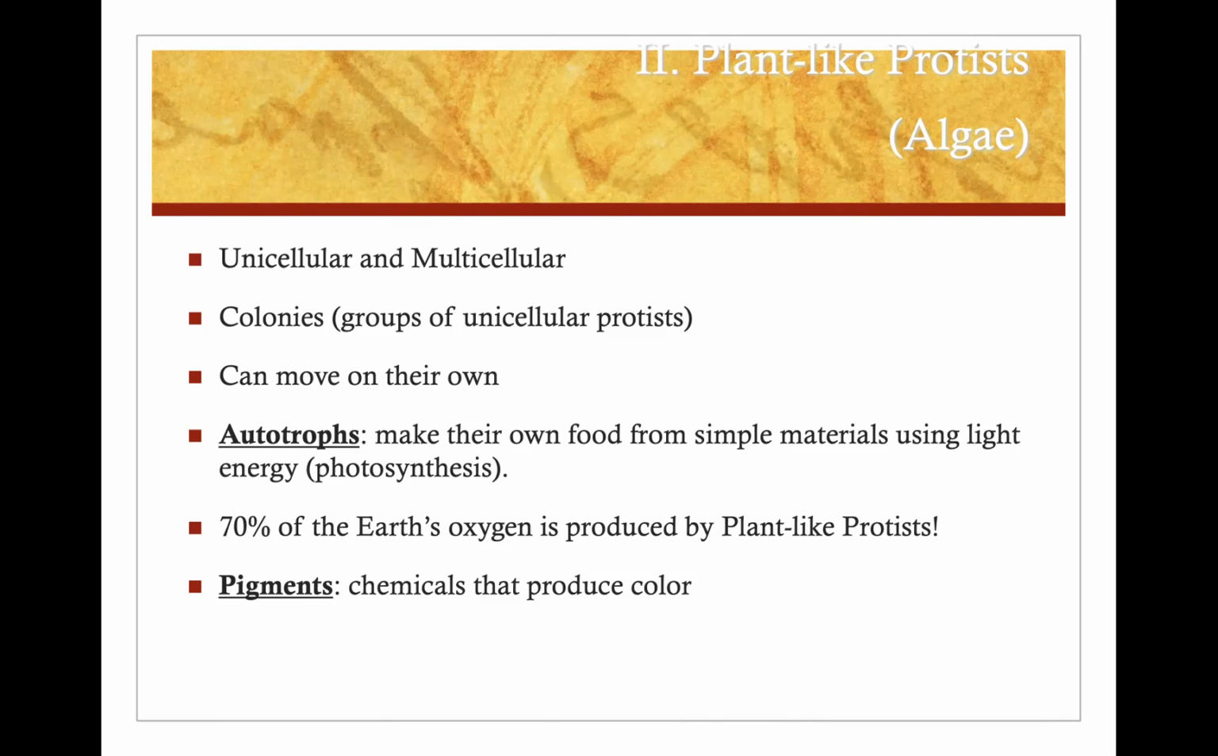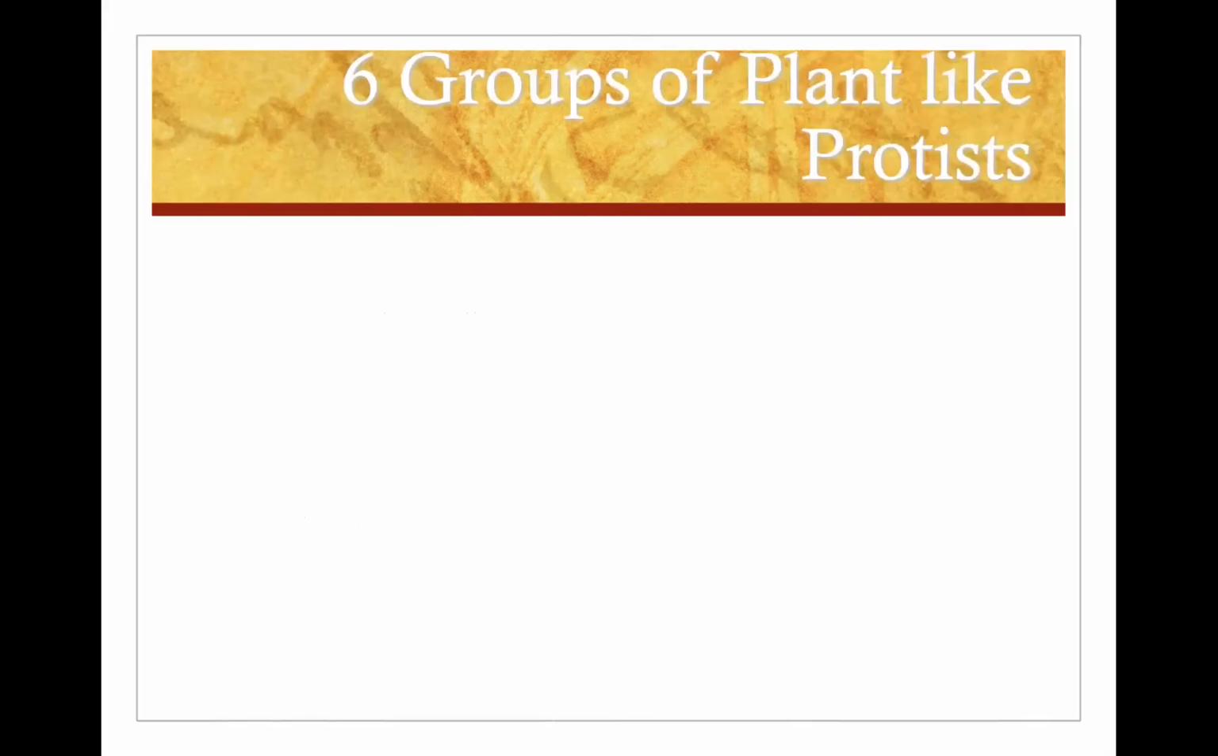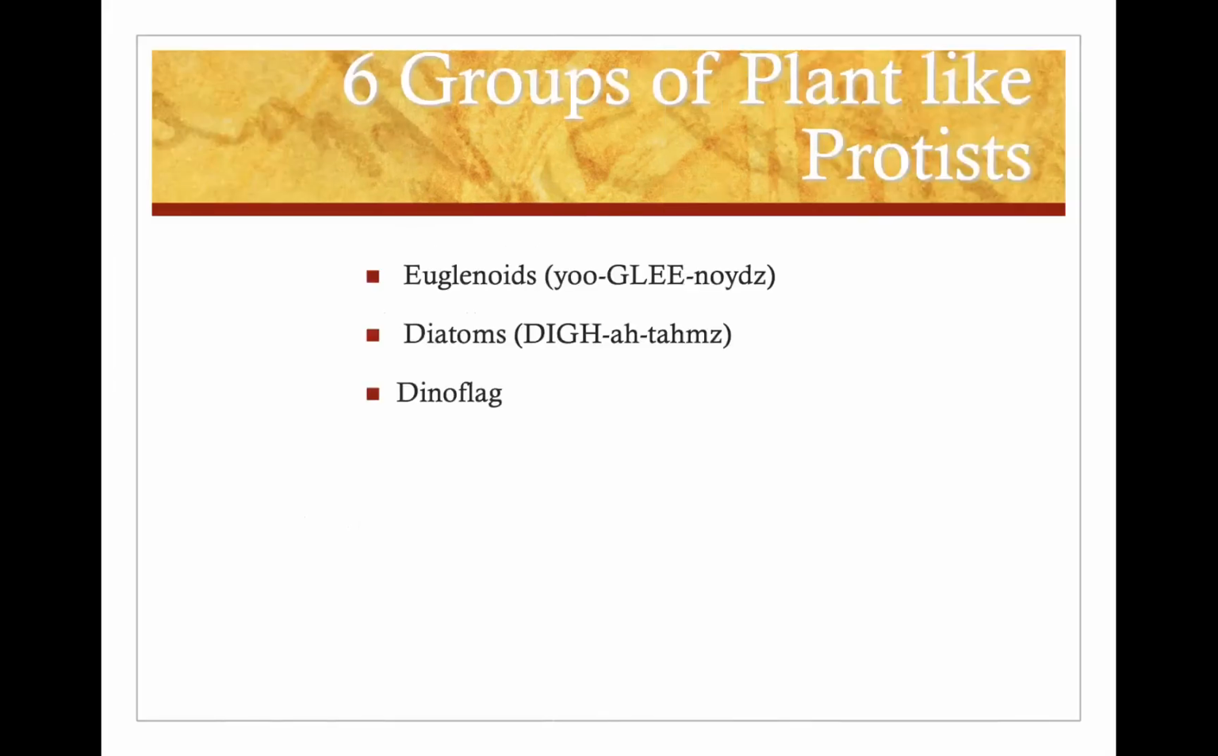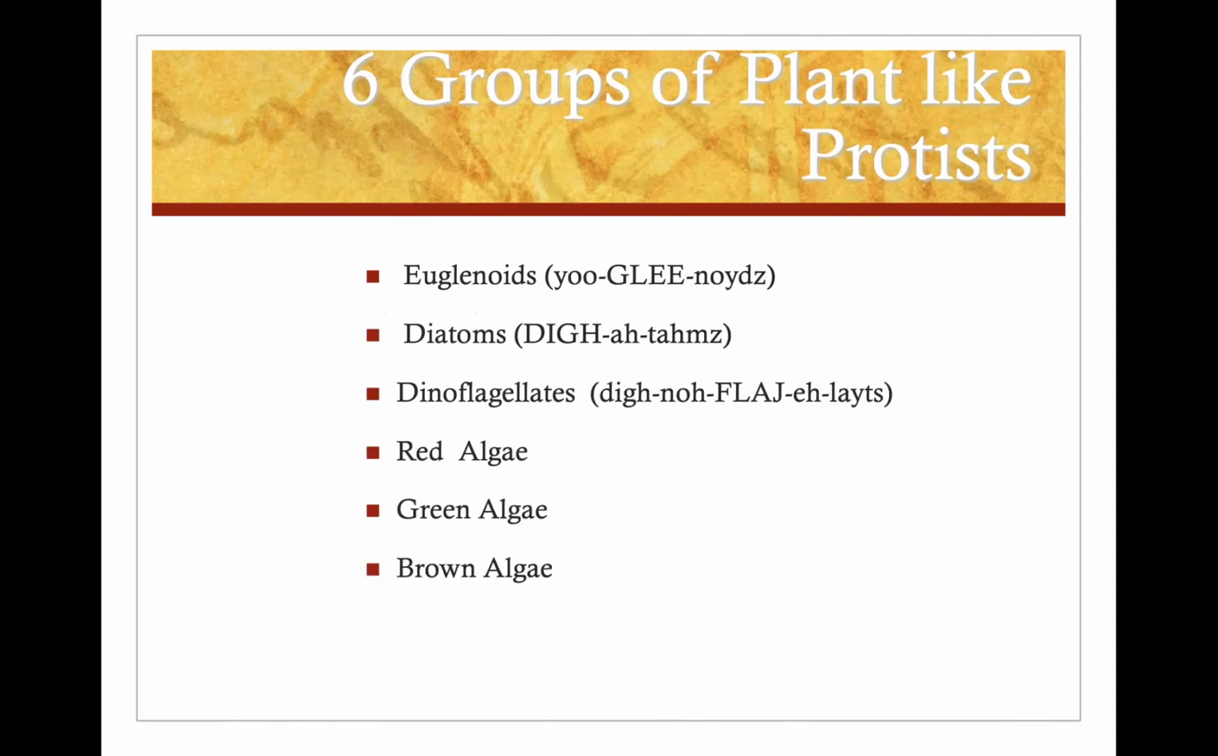They have various pigments that are responsible for the color that we see in these organisms. And there are multiple colors or pigments that can be present depending on the type of algae. So there are 6 groups of plant-like protists. We have our euglenoids, diatoms, dinoflagellates, red algae, green algae, and brown algae. These are all types of plant-like protists.